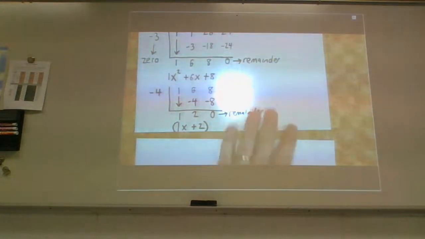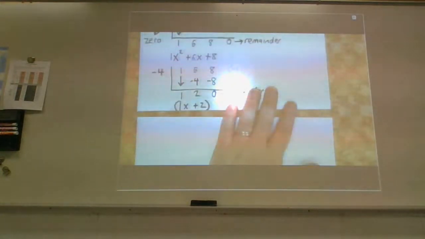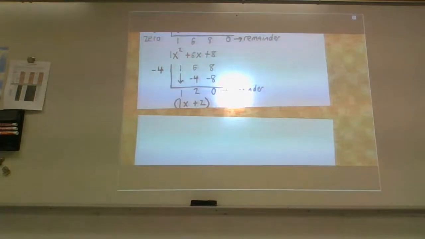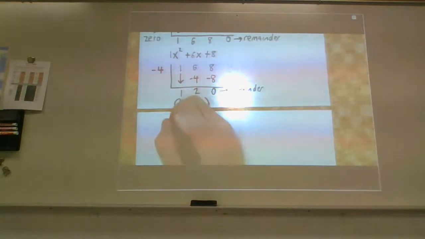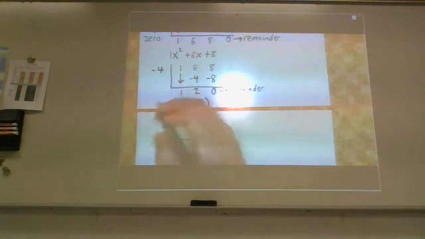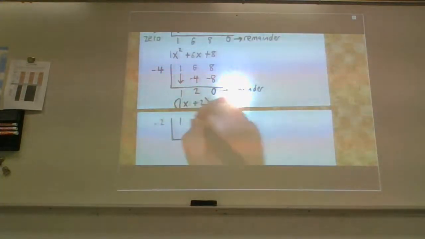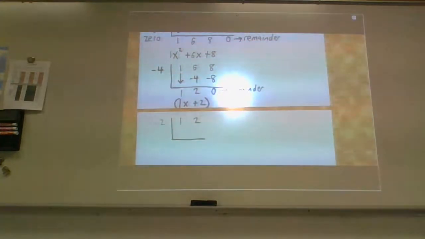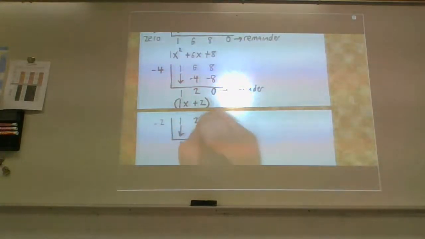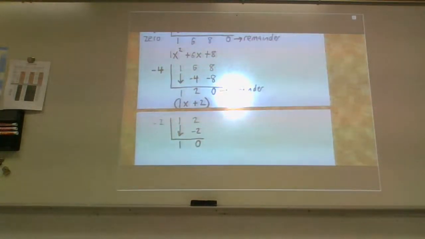Now, again, you have options. You could just solve that right now. Set it equal to 0 and solve. You get -2. Or if you really wanted to be weird about it, you could do this, although you really don't have to. 1, -2, 0.